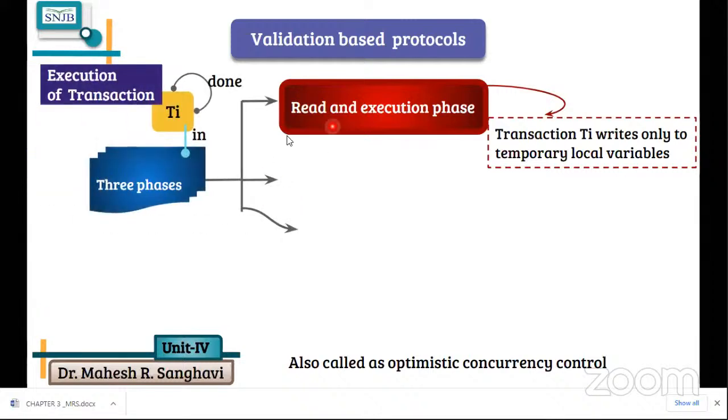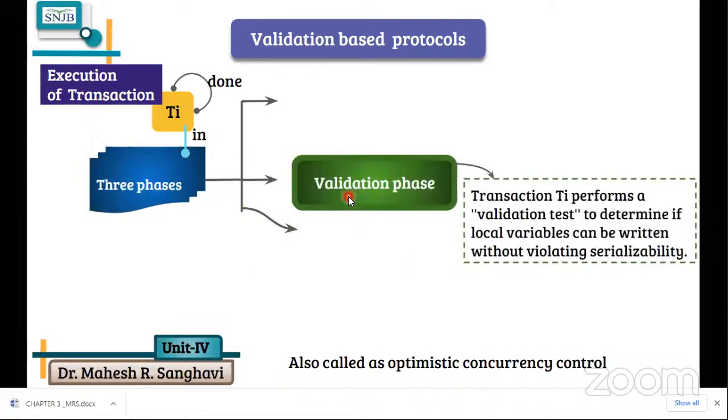Now what will happen when we do this? Execution of transaction PI is done in 3 phases. The very first phase is the read and execution phase. Then the next phase will be the validation phase. Once read and execution is done, the validation phase works. Transaction PI performs a validation test to determine if the local variables can be written without violating serializability.